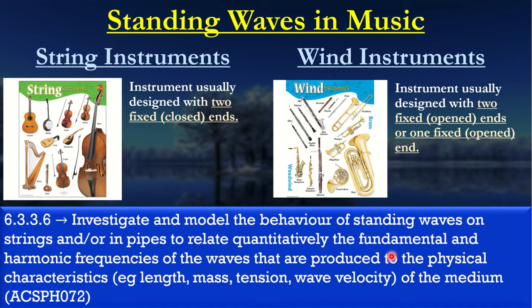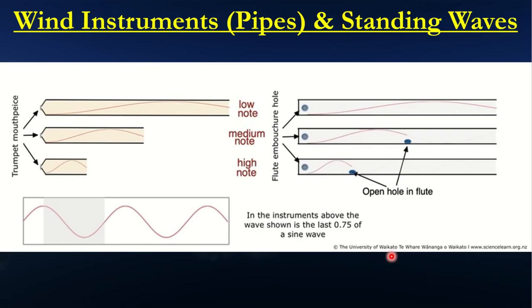So let's get started. In our previous lesson, we talked about two fixed ends, one fixed end, one open end. What type of pitch harmonic are we going to get there? We said that if we generate a higher tone pitch, we have a shorter wavelength and a higher frequency. We also said depending on the type of instrument we use, we get a different type of harmonic being formed.